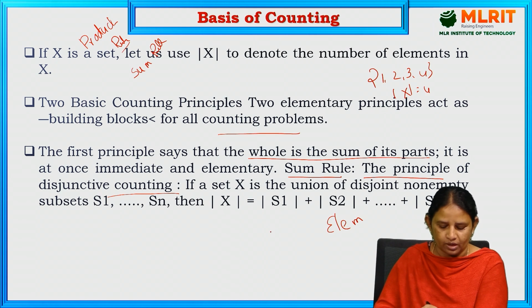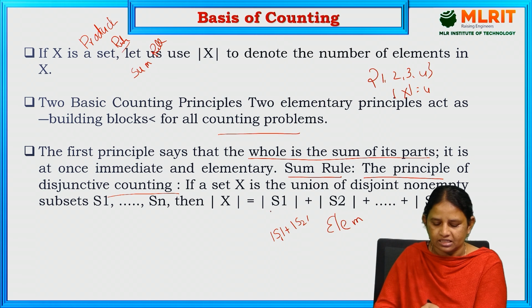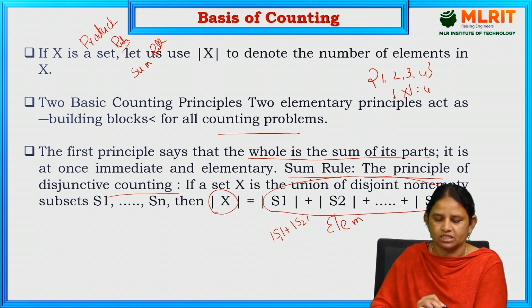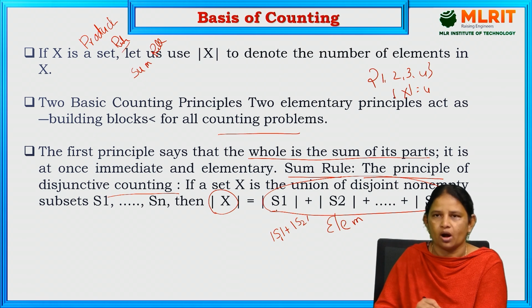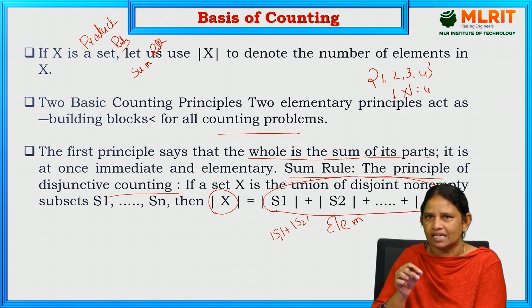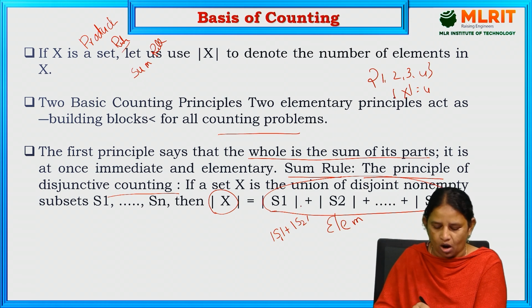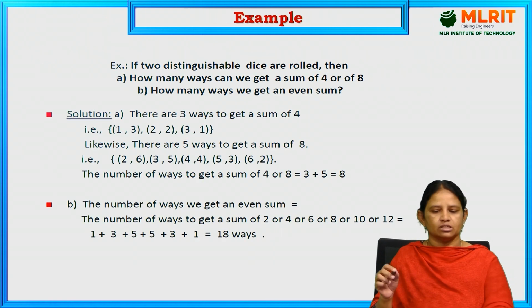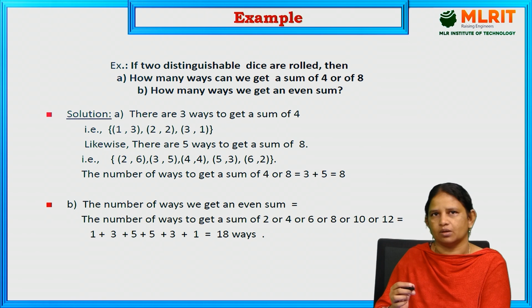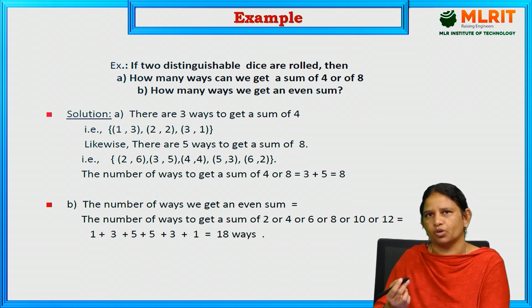For example, S1 is one set and S2 is another set. The sum of all the sets of elements is called the principle of elementary sum, or disjunctive counting. In disjunctive counting, we need to add all the sets of elements as a single set, using the plus operator. That's why it is called the sum rule. Now we are going to discuss one example of how the sum rule can be applied.